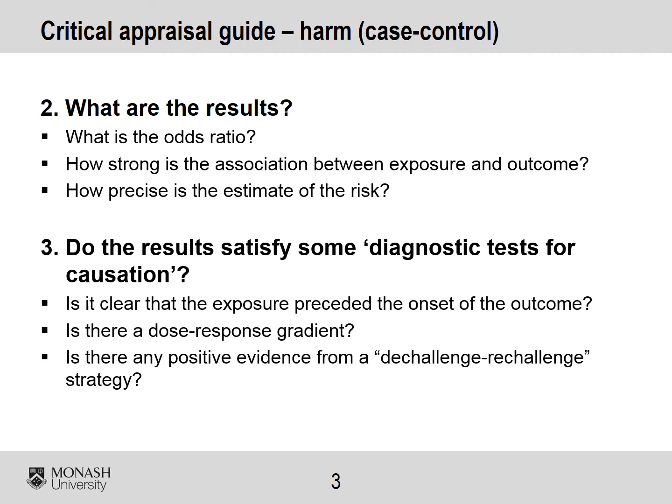And then finally, is there any evidence from a de-challenge, re-challenge strategy? So basically it's saying, look, if we have the exposure, does it lead to the particular outcome of interest that we're looking at? So if we remove the exposure, does the outcome also decrease, or is it removed? So again, looking at the example with the NSAIDs, if a patient takes an NSAID, the outcome may be that they have some sort of adverse event. If they stop taking the NSAID, that is, we remove it, does the outcome also either decrease or is it removed? So is the adverse event removed?